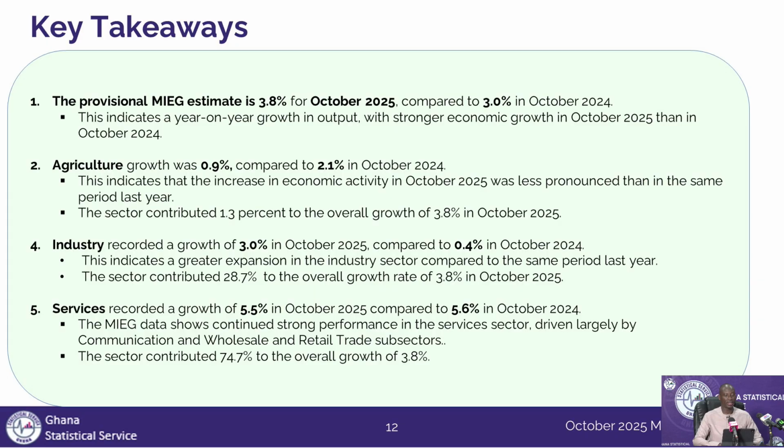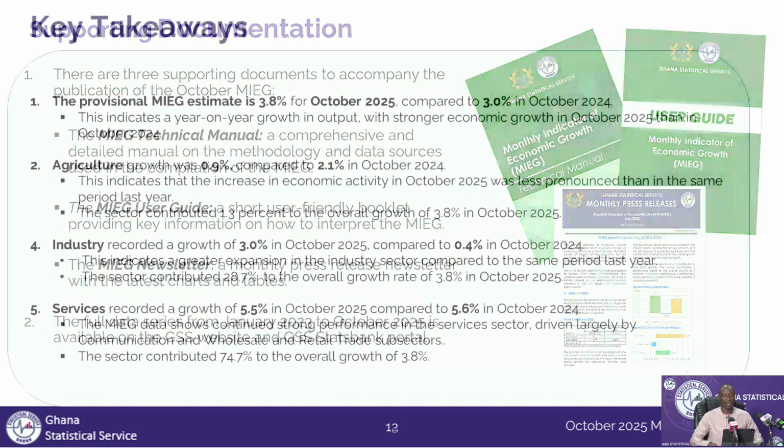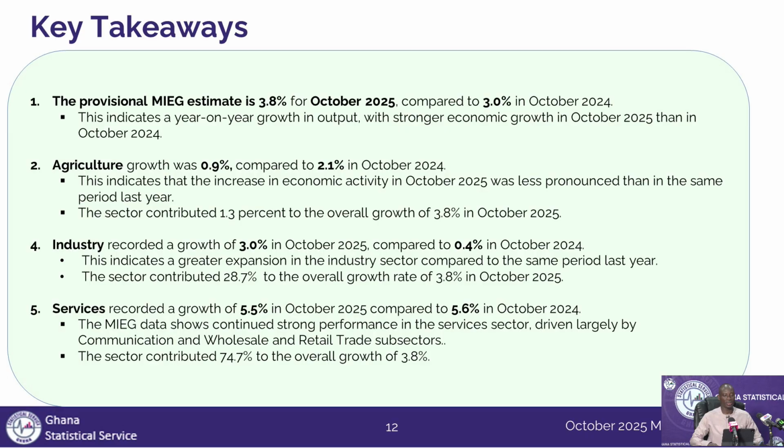In conclusion, ladies and gentlemen, based on the evidence, we offer 3 practical messages. For government, continue supporting industrial productivity and value addition while strengthening agricultural resilience. For businesses, leverage opportunities in manufacturing, trade, and digital services. And for households, plan carefully, take advantage of economic opportunities, and remain mindful of seasonal fluctuations.